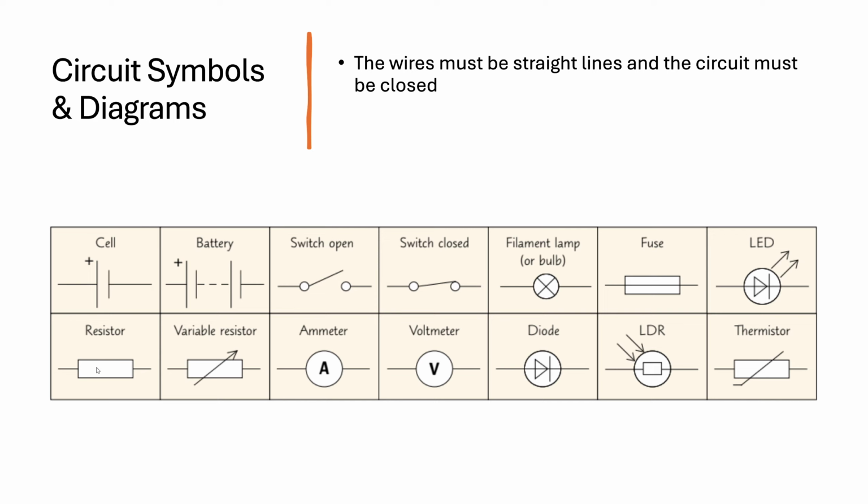Then you've got resistor, which is a rectangle. It's different to the fuse in the fact that the line doesn't go through it. That's the important thing. Variable resistors, the exact same thing, but with a diagonal arrow going through it. Then you've got an ammeter, which is a circle with an A in it. Voltmeter, circle with V in it. Them two are quite easy.